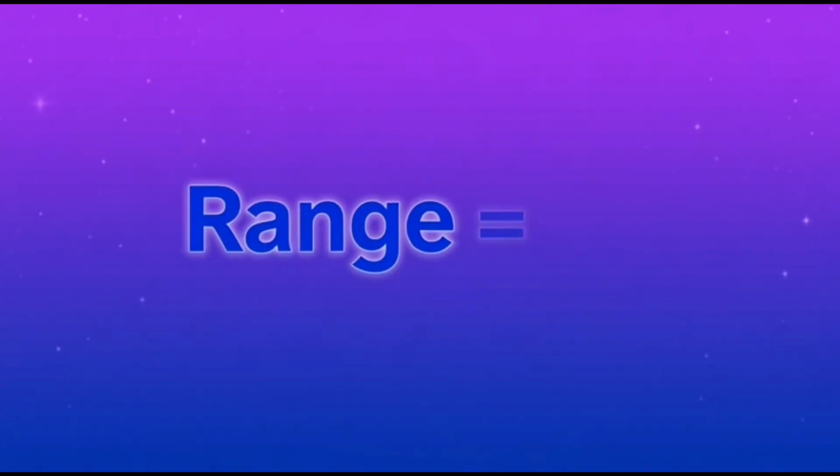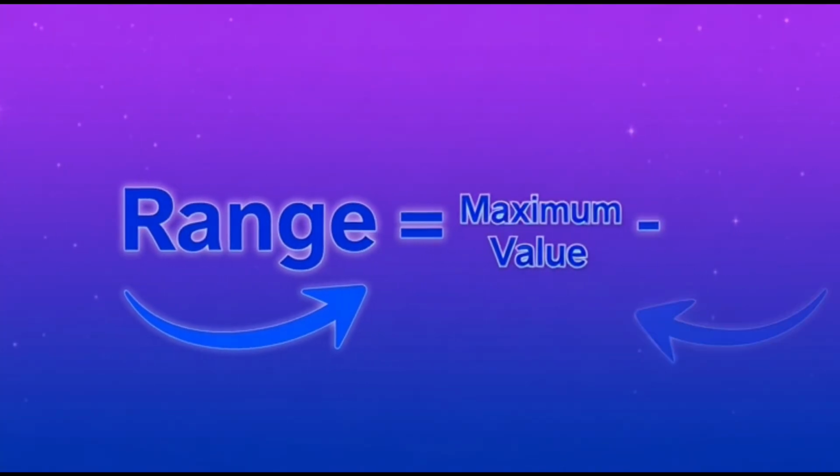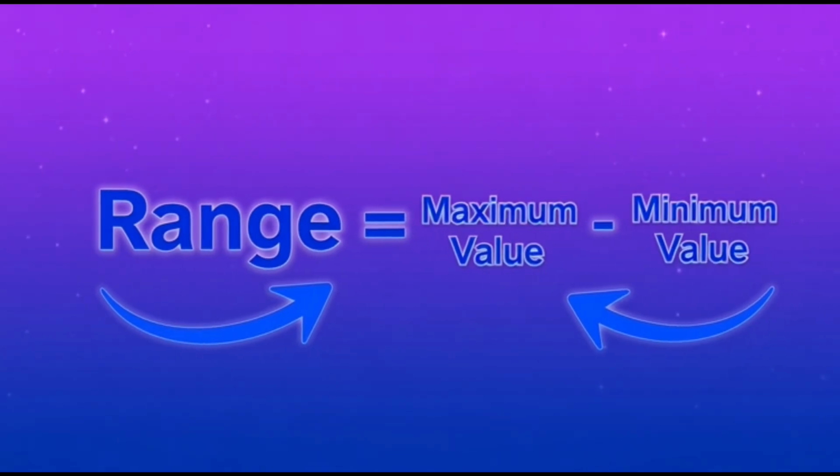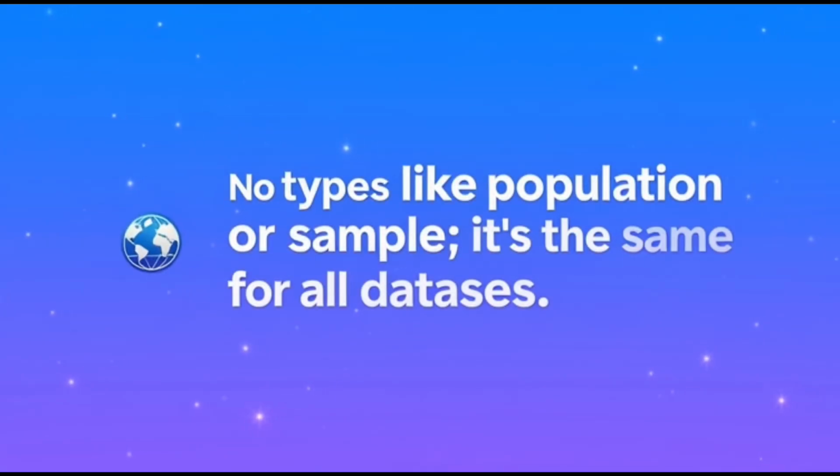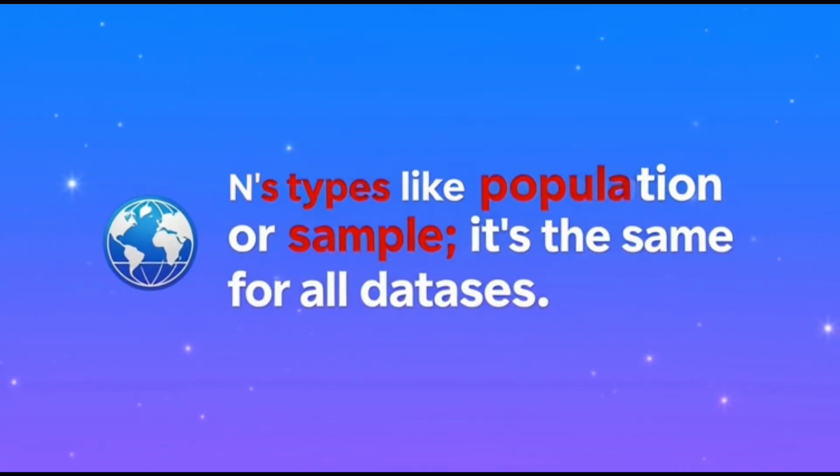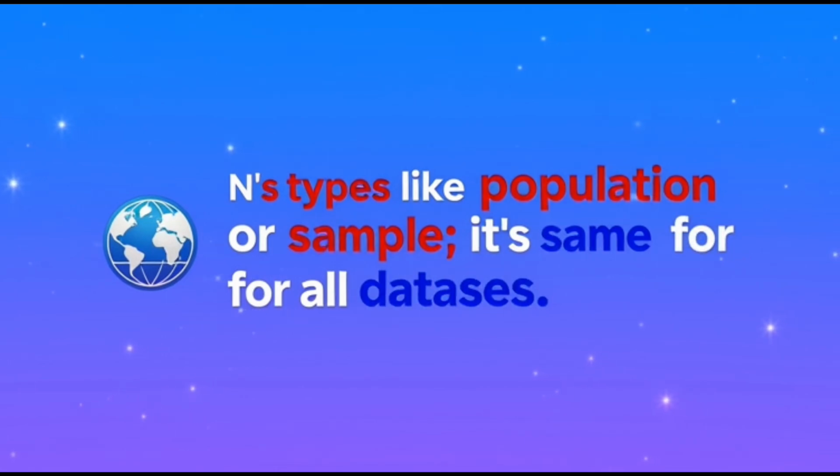The formula for range is simple. Range equals the maximum value minus the minimum value. Unlike variance, range has no separate formulas for population or sample. It's the same for any dataset.